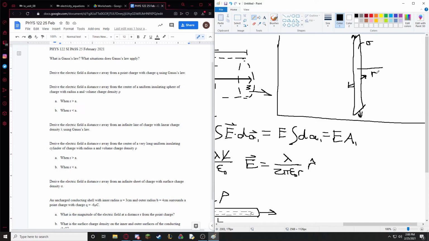For one, this at least should be somewhat intuitive. We have an infinite sheet of charge. We know our electric field is going to point exactly away from our infinite sheet of charge on both sides, right? It's going to be perpendicular to our sheet. So we want to draw some sort of Gaussian surface where all surfaces of it are either parallel or perpendicular to our electric field.